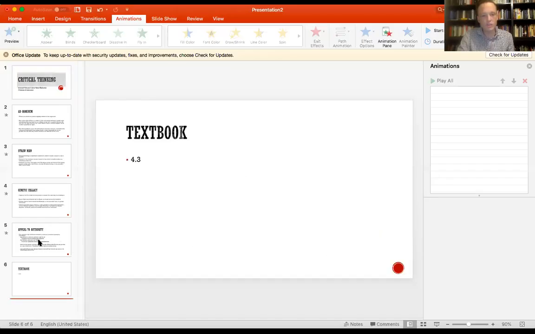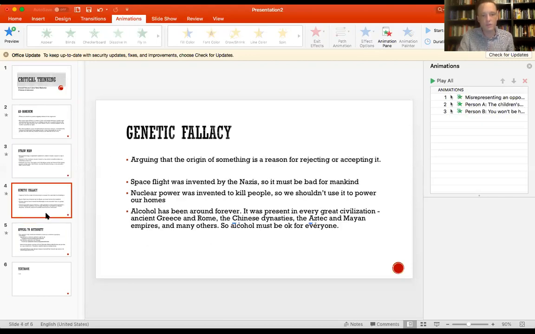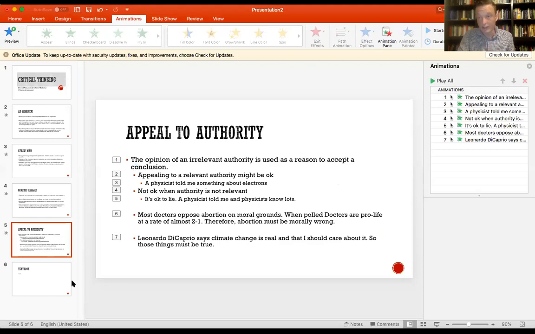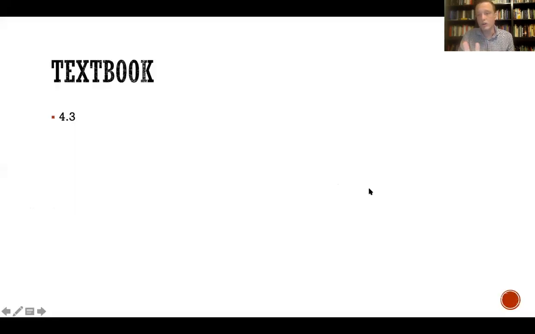Okay, so those are the four sort of fallacies of relevance. Okay, you can read about them. There are two more actually in the textbook, but those are the only four I'm gonna make sure that you know. Okay, but you can read about all that in the textbook on 4.3, and then you can take the quiz.